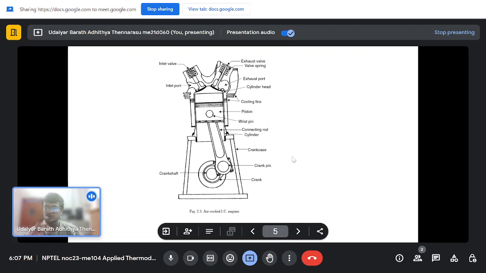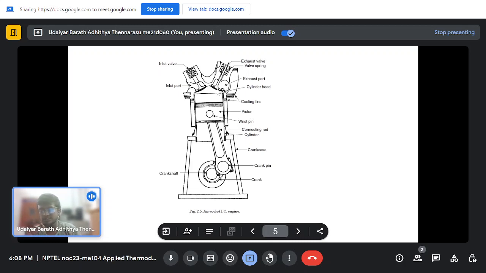Now let's look at the engine, how the engine looks and what the parts of the engine are. I have shown a schematic of an air-cooled internal combustion engine. This is just a general idea, but most of the parts will be similar. You see, the outer portion which encompasses the engine is called the engine block.